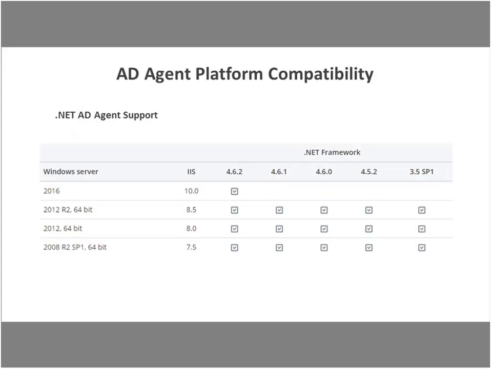Now for the .NET agent, same concept. We're loading up an agent into a .NET application. We now support Windows 2016, but notice that you have to be on .NET framework 4.6.2 in that type of environment, and we're talking about IIS version 10.0 here. I'm not going to read through all the rest of this, but as you can see, this is the matrix of supported operating systems, IIS versions, and .NET framework versions that the .NET agent will work with.